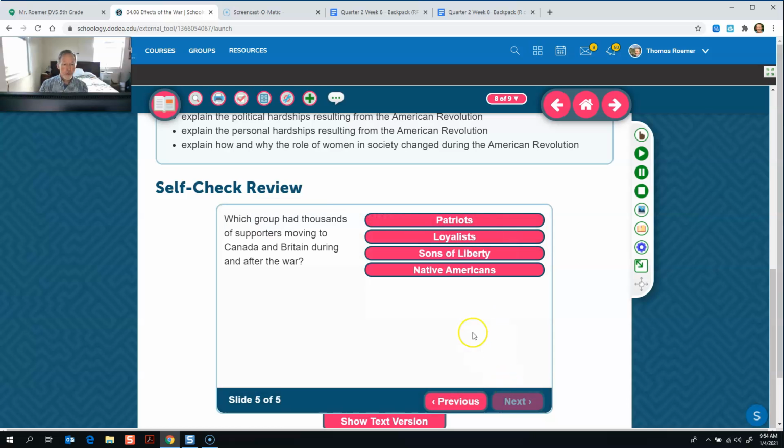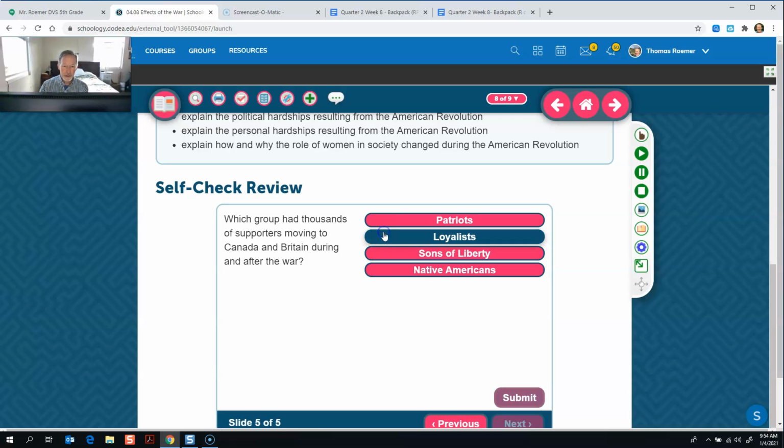Which group had thousands of supporters moving to Canada and Britain during the war and after the war? So who would want to get out of the colonies? It wasn't the United States yet. Patriots formed the colonies. Loyalists wanted to stay with England. So now they're losing, so they probably wanted to get out. Sons of Liberty? No. Native Americans? Probably not. Loyalists? They're losing. They want to get out of there.